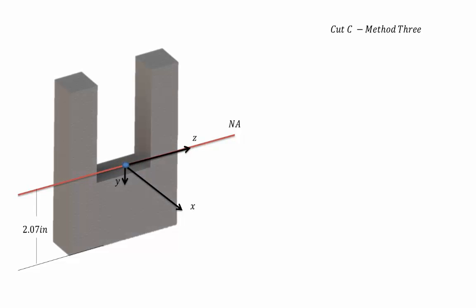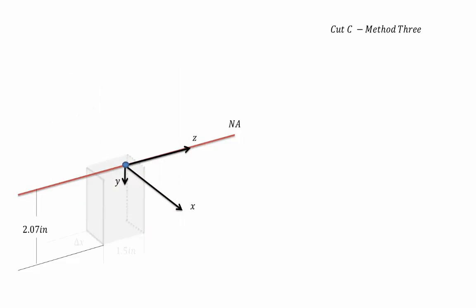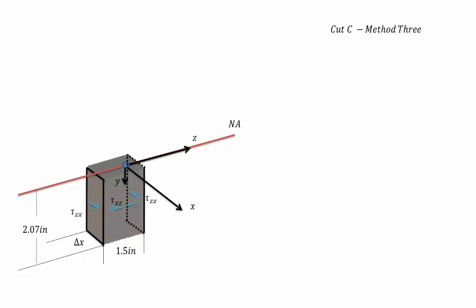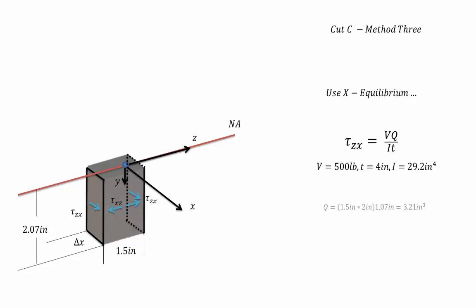Alright, so now we're going to look at the third and final method for evaluating the shear stress at cut C. So instead of taking just one cut through the section, we're actually going to take 2 cuts. So it'll look something like this. The shear stress will look like so on the section, and we're going to use x equilibrium to solve as we have before, and tau equals VQ over It. The shear force will be 500 pounds, the thickness will be 4 inches because we're cutting through 4 inches of material, and the moment of inertia will be 29.2 inches to the fourth.